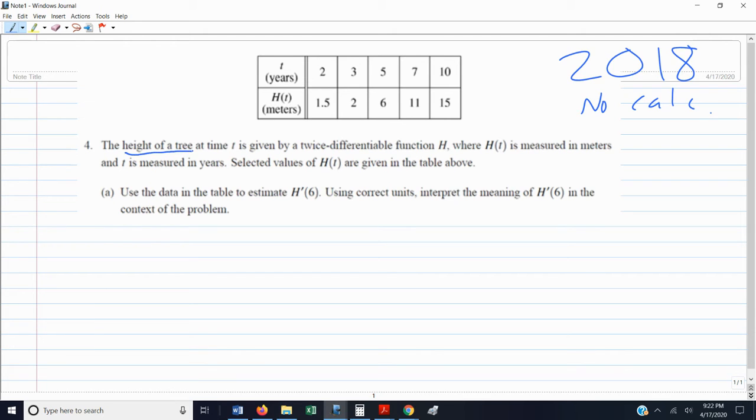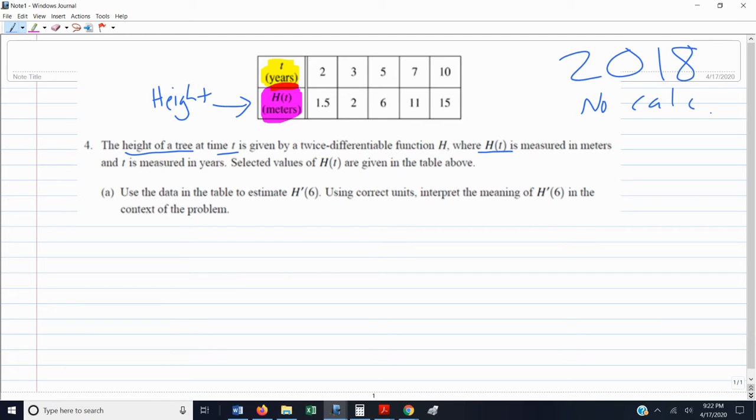So the height of the tree, I guess I'll ask you, the height of the tree is which function? The h of t function, and then we also have time in that chart. So we have time in years, and then we have h of t, which is the height of the tree being measured in meters. I'm going to write height.